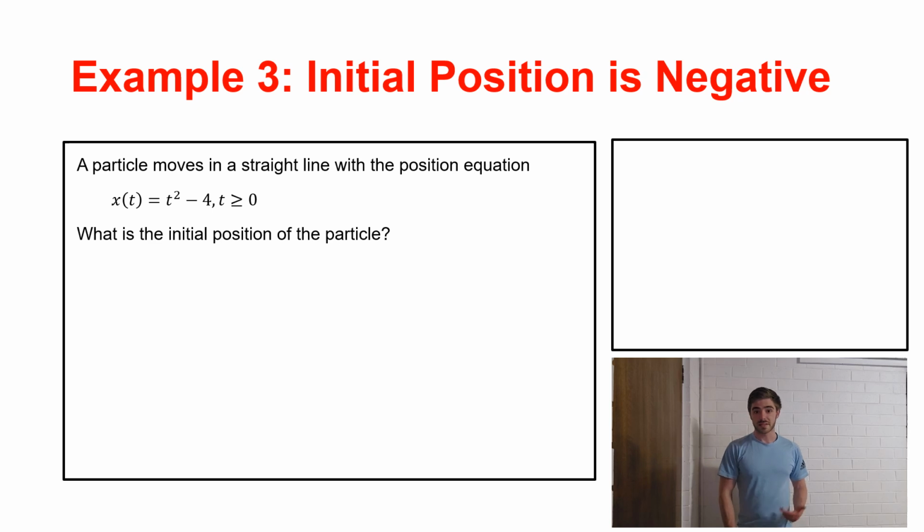If your position is negative, it means that you're located to the left of the origin. In this case, when we sub in t equals 0, we're going to get negative 4 as a result.